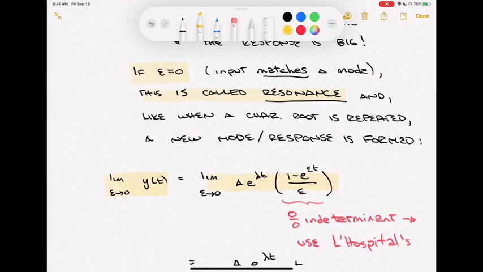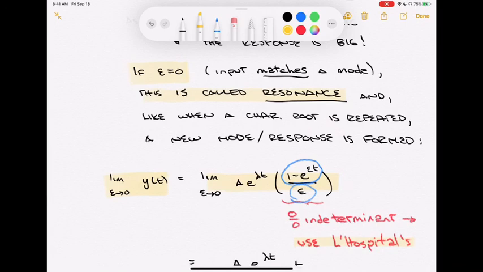And what do I see? Well, let's take a look at that right-hand part. As epsilon goes to 0, 1 minus e to the epsilon t becomes 1 minus e to the 0. That's 1 minus 1. That's 0. And so I'm going to get a 0 over 0. That's a 0 over 0 indeterminate, at least in its current form. So you know from calculus that you can use L'Hopital's rule, and L'Hopital's rule will tell you what happens to that term in the limit.